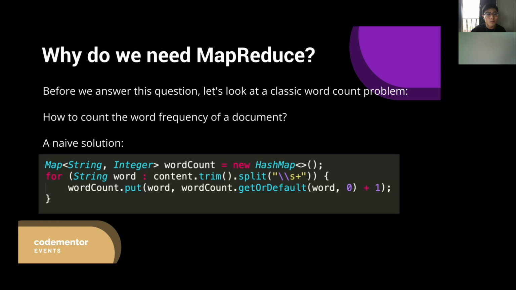So why do we need MapReduce? Before we answer this question, let's look at a classic word count problem. The problem is how to count the word frequencies of a document. A naive solution, I give it in Java code. We simply use a hash map to record the number of times we see a word.